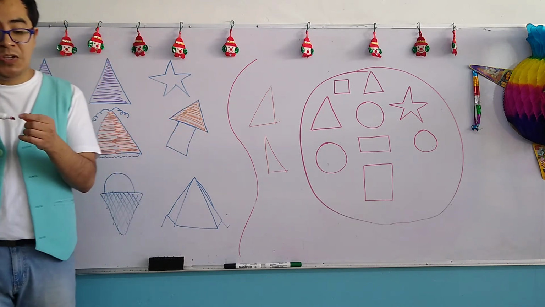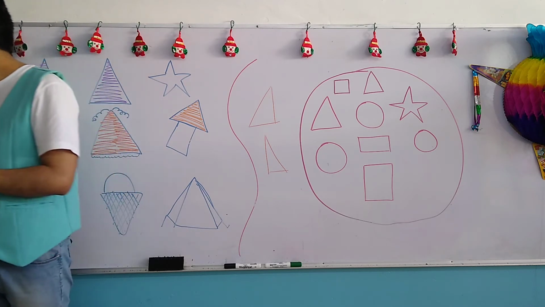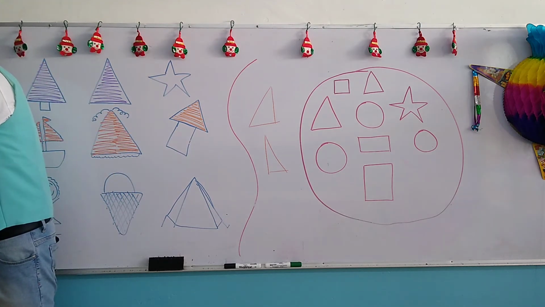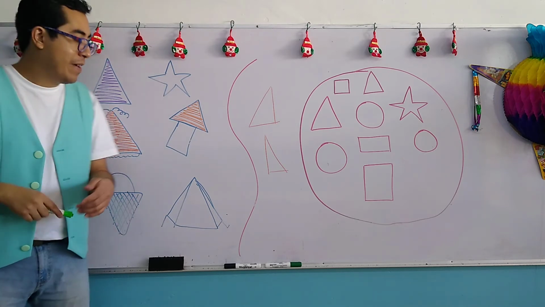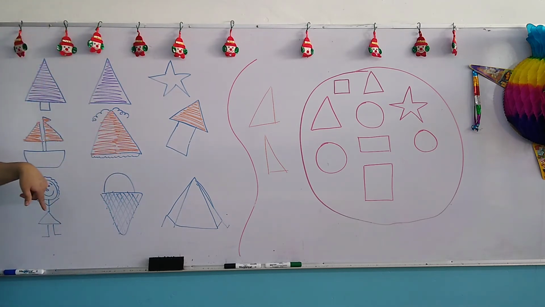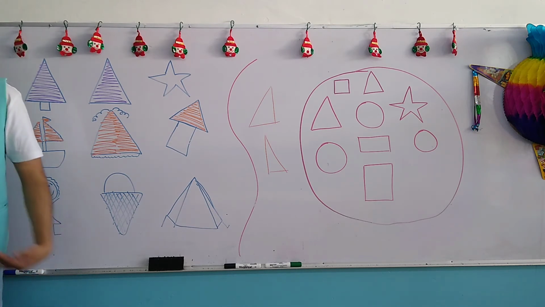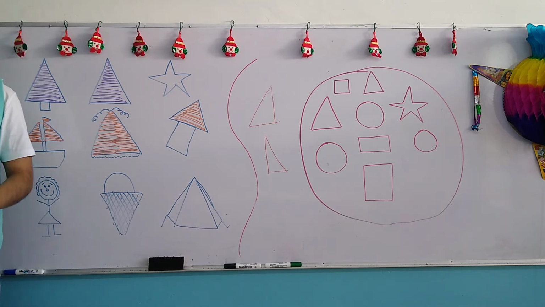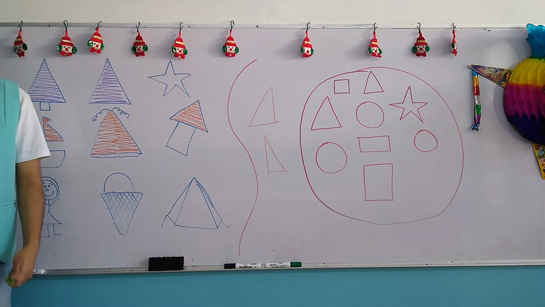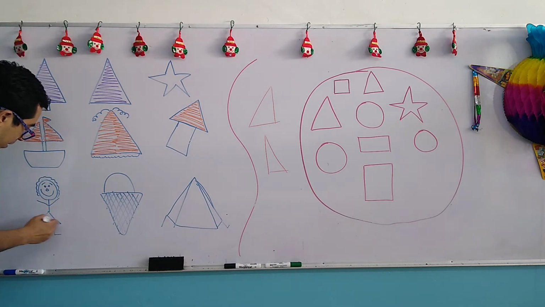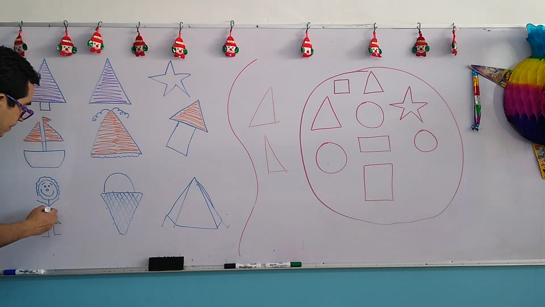Okay, once we have finished, let's grab another color. Let's continue with color green. Okay, now under the boat we have a girl. Okay, now the skirt, la falda, the skirt of a girl has the form of the triangle, so we have to paint it. Only the skirt of the girl.